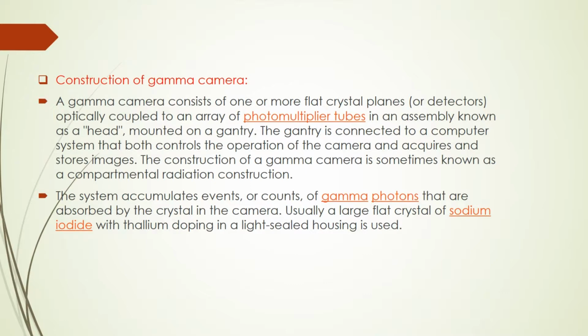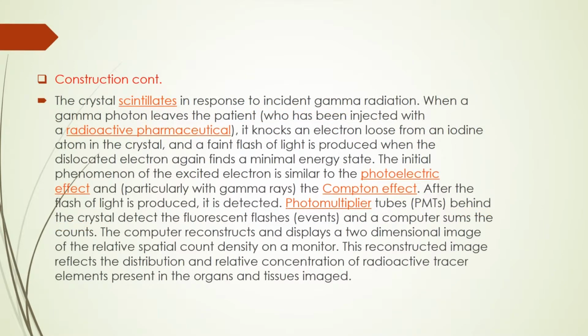The system accumulates events or counts of gamma photons that are absorbed by crystals in the camera. Usually a large flat crystal of sodium iodide with thallium doping in a light-sealed housing is used. Continue of construction. The crystal scintillates in response to incident gamma radiation.